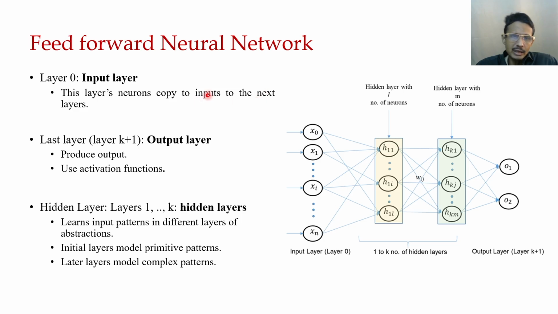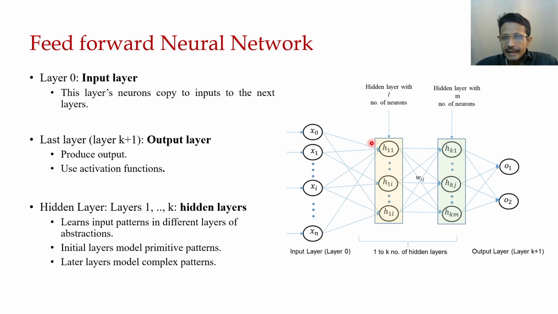One by one, we have to understand these. The input layer basically copies the input to the next layer. There is no activation function, no summation involved. It just copies the input to the first hidden layer. The last layer is the output layer, which produces the output, and this output layer uses the activation function. Now, what is the hidden layer doing?